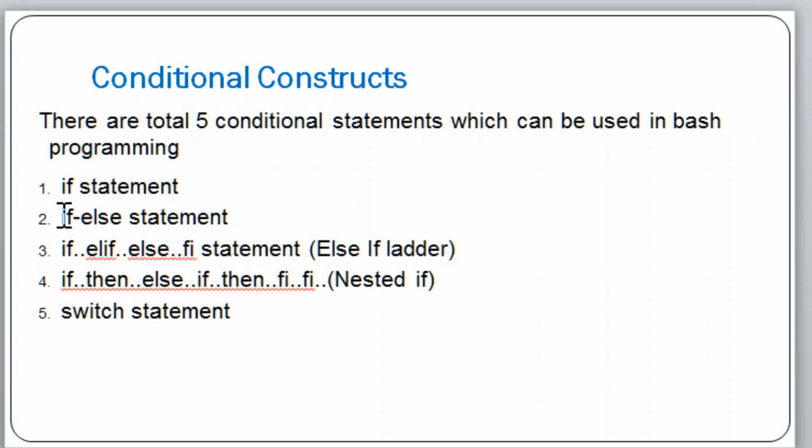The second will be an if-else statement. The third will be an if-elif-else. Okay. So we kind of just keep going back and forth between the else and else if. The fourth is if, then, else, if, then, end. So nested ifs. Okay. So we could have an if, then, else, and then within that if statement, we have a whole other if then statement. Okay. And then we have switch statements.